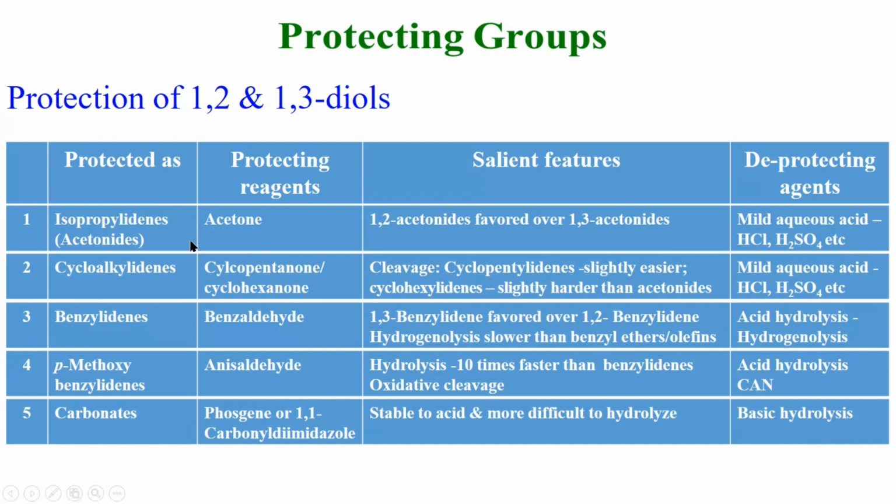Totally, there are 5 methods of protecting the diols by using 5 different reagents. The salient features have been mentioned here in each method, and the deprotecting agents that have been used have been mentioned here. Summarizing everything, there are 5 methods of protection of diols, and I have mentioned the protecting reagent and the deprotecting agent and their salient features.